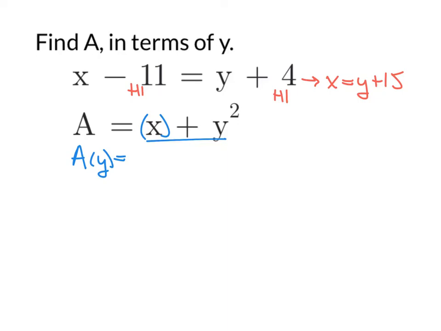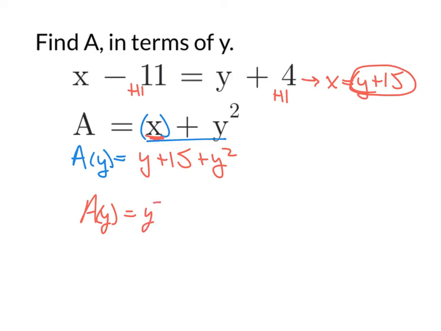So now we can rewrite A in terms of y by taking out this x and plugging in this expression for it. So we'll have y plus 15 plus y squared. Of course, we should make things nice and neat. So A of y would be y squared plus y plus 15.